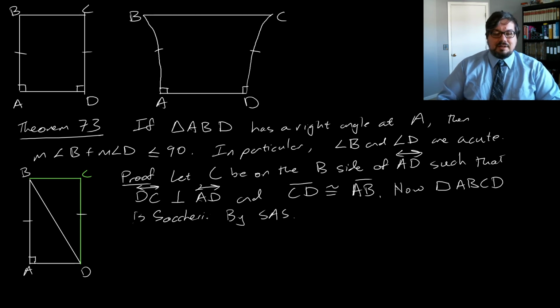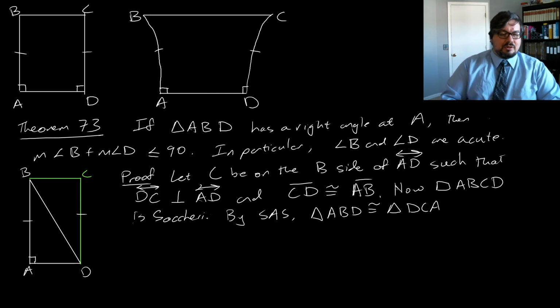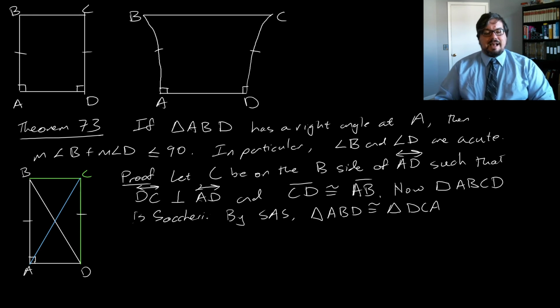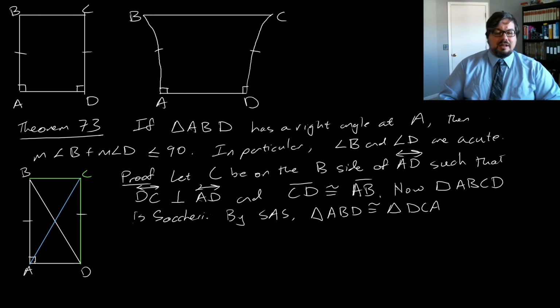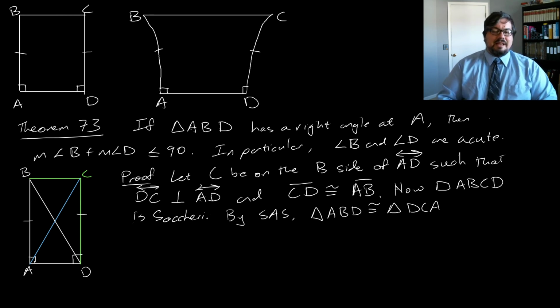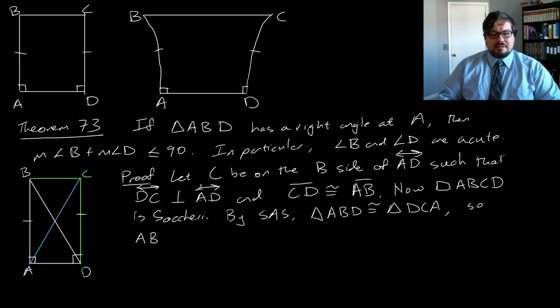By side angle side, we have that the triangle ABD is congruent to the triangle DCA. We were doing this earlier, so we can look at the diagonal from A to C and look at the triangle there, and what we have is that the two triangles ABD and DCA are congruent. So in particular, this means that the segments BD and AC are congruent to one another.